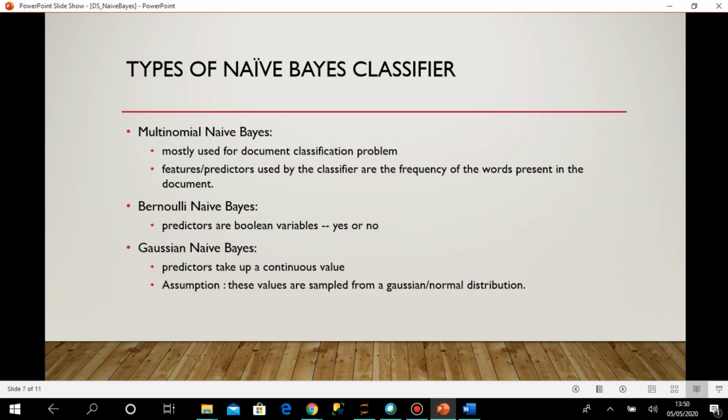Then comes the Bernoulli naive Bayes. It is a special type of multinomial, you can say, where predictors are Boolean variables, meaning we can have only two possible values, yes or no.